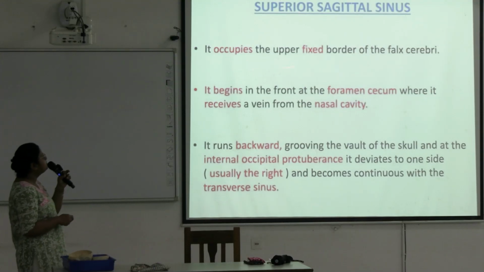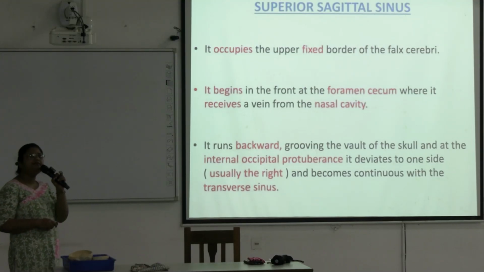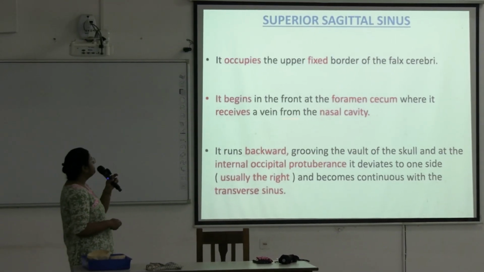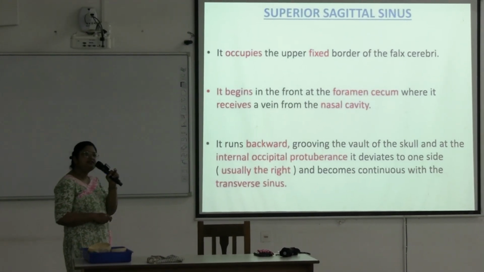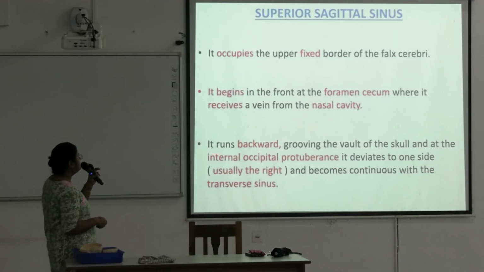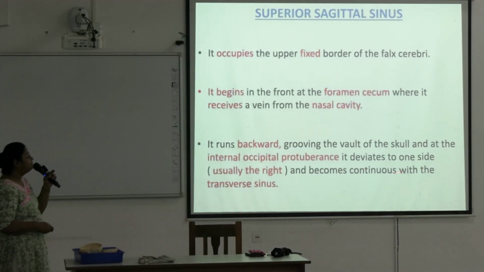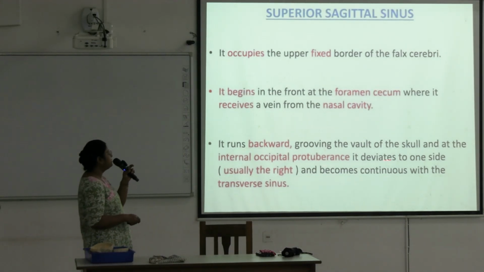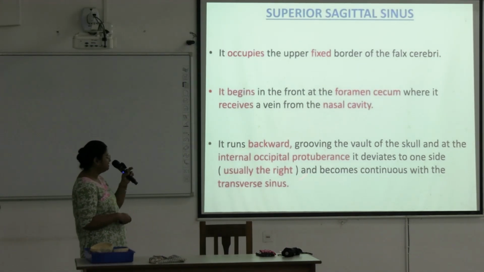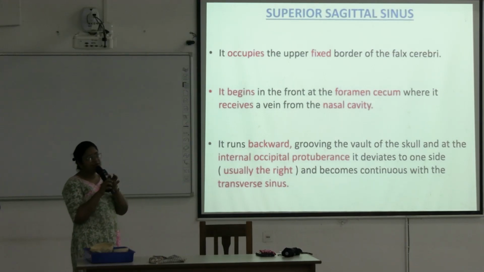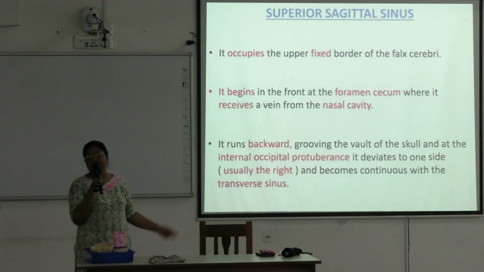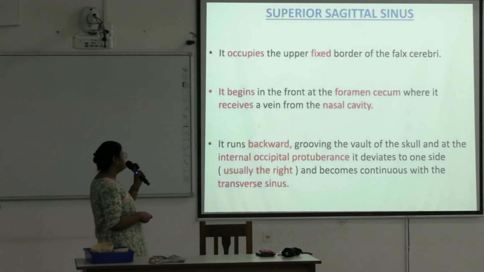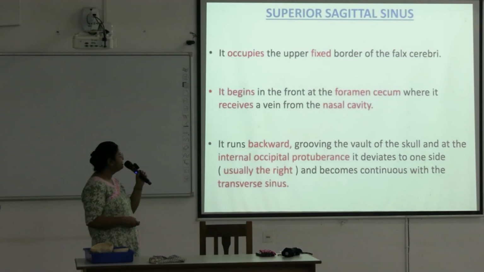Superior sagittal sinus occupies the upper fixed border of the falx cerebri, and it begins in the front at the foramen cecum, where it receives a vein from the nasal cavity, and it runs backward, grooving the vault of the skull, and at the internal occipital protuberance it deviates to one side, usually to the right side, but sometimes there can also be a connection with the left transverse sinus, and it becomes continuous with the transverse sinus. Okay, we have seen in the pictures.